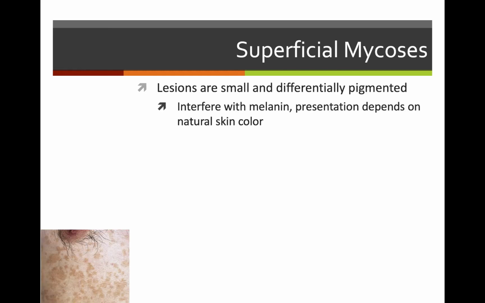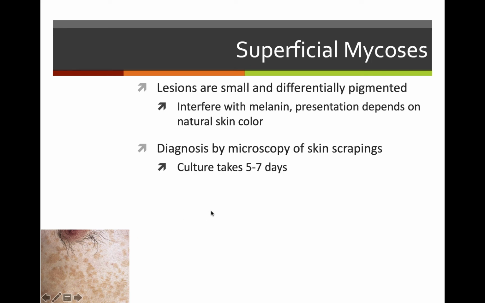The lesions are going to be small, and what you'll see is basically differential pigmentation. They interfere with melanin, and so the presentation depends on your natural skin color. If you have naturally lighter skin, the infected spots will look dark. In patients who have naturally darker skin, the spots look light. And this can be diagnosed by microscopy of skin scrapings. So if you scrape one of the discolored areas, you'll see the yeast and the hyphal structures.